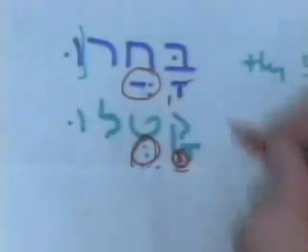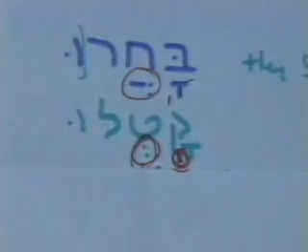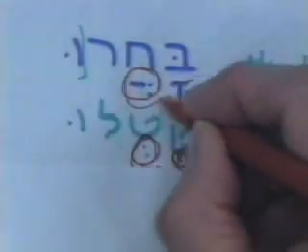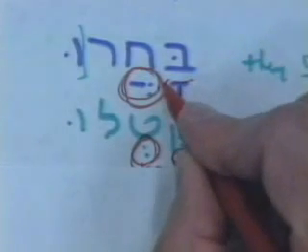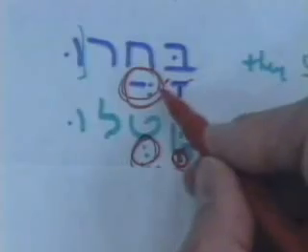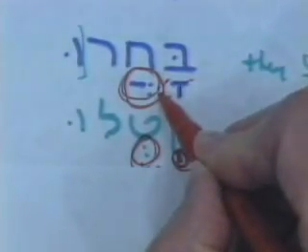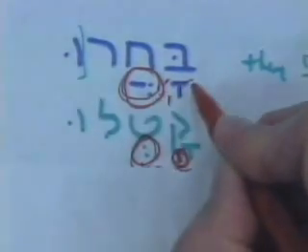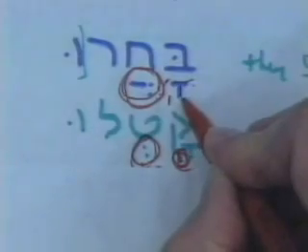Why do you not really need the meteg there? Because a composite schwa, by definition, is vocal. You know by seeing this schwa that it's vocal, and therefore you should know that if this is a vocal schwa, this vowel is in an open syllable, should be long, should be qamets. So you already know what you need to know, and you don't need the meteg to tell you that. Does that make sense? All right.